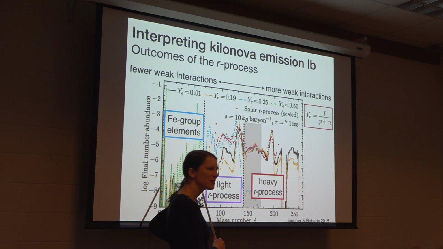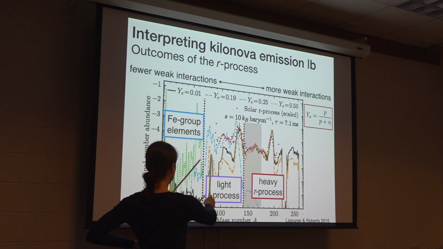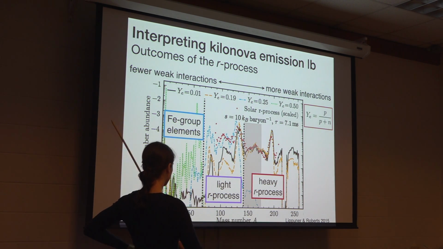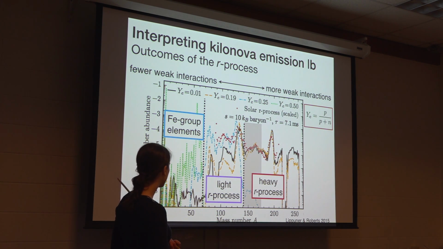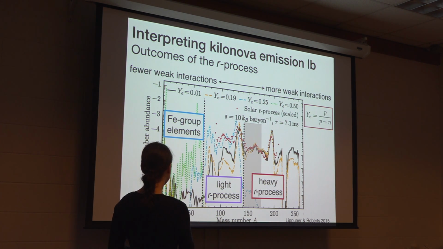I'm sorry, there is the yellow line at low mass numbers, right? Like here? Yeah, it seems that it's just much less. Why is it like that? I don't know. It might have something to do with, yeah, these are like seed nucleus masses.